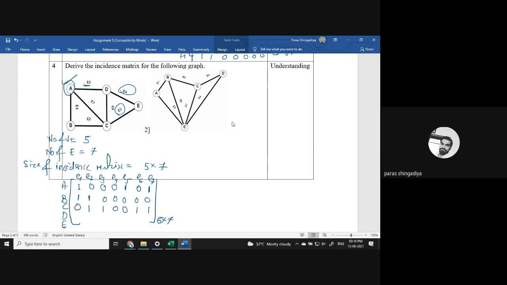Okay, and then after that the fourth vertex D, so D के साथ कितनी edge connected है? There are 3 edges connected with D: E4, E5 and E6. So replace these entries with 1 and keep the rest 0. Okay, now the last vertex, that is E. So E is incident with E3, E4. So E3, E4 entries will be 1 here and rest of entries will be 0. Okay, so this is the matrix for the first graph, and then after we'll verify this answer here.